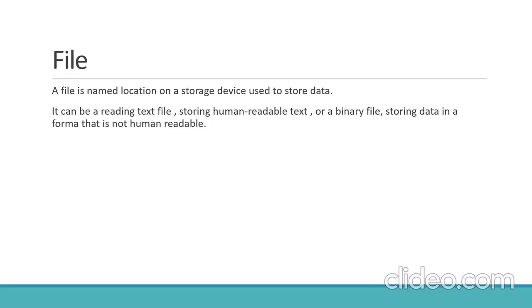Let's start with the definition of file. In Python, a file is a named location on a storage device used to store data. It can be a text file storing human readable text or a binary file storing data in a format that is not human readable. Files in Python are crucial for data persistence, enabling the reading and writing of information for various applications.